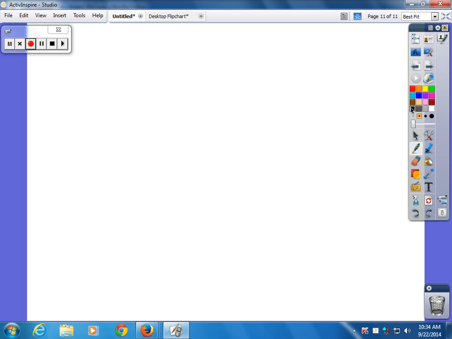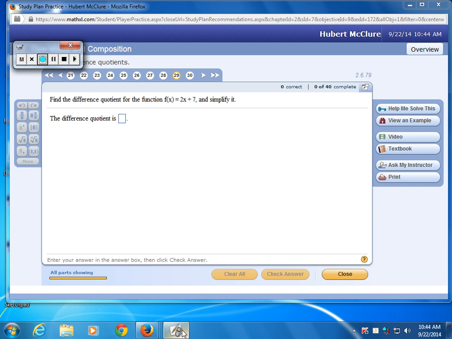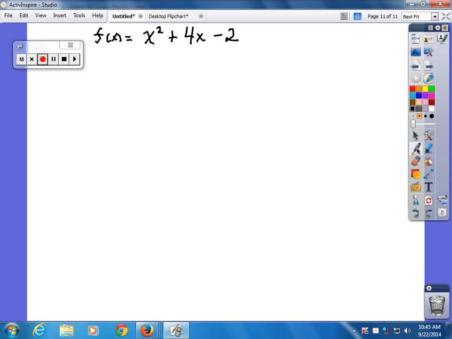All right, here we go. F of x is equal to, all right, y'all ready? X squared plus 4x minus 2. So if you can't do this one, you might as well what? Quit. Let's see. All right, you might have to write small because it's going to get hairy. Bracket.